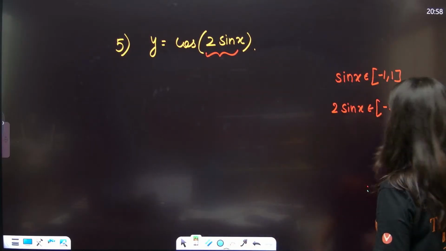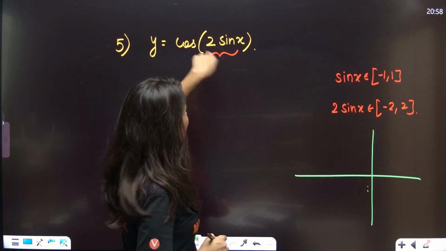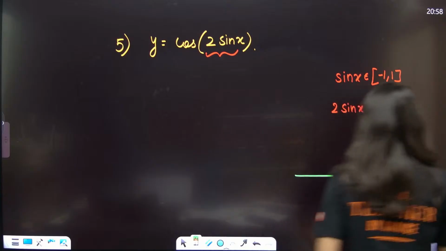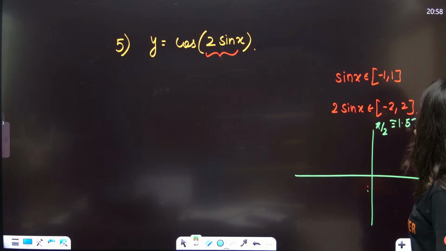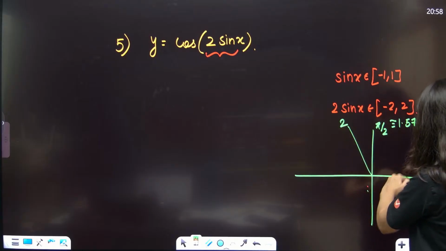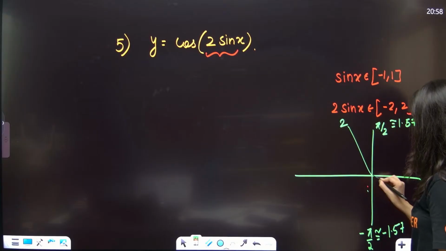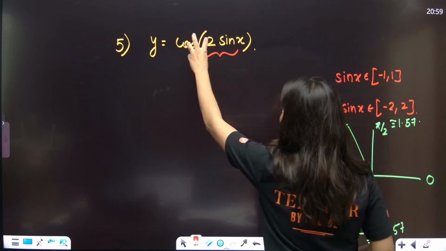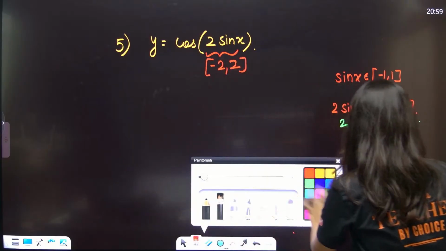Now let's talk about cos. Cos of 2 sin x, these are the angles. Angles are lying between -2 to 2. Let's start with 0, and this is pi by 2. Pi by 2 is approximately 1.57, and the 2 will come over here. This is the angle 2. Similarly, this is minus pi by 2, which is approximately -1.57, and this is your -2. So the input of cos will be nothing but -2 to 2. Let's understand what is happening between -2 to 2.